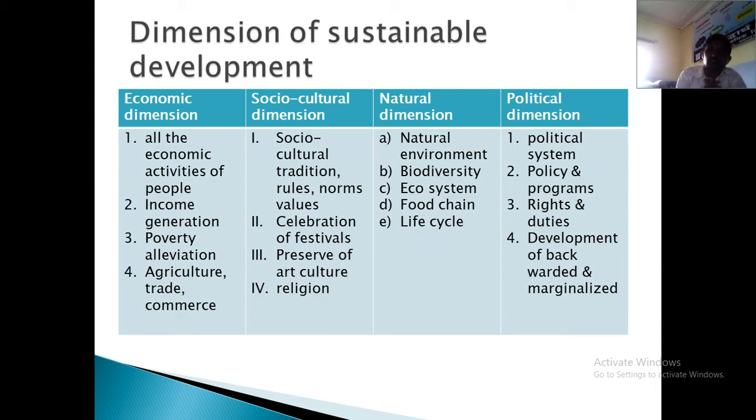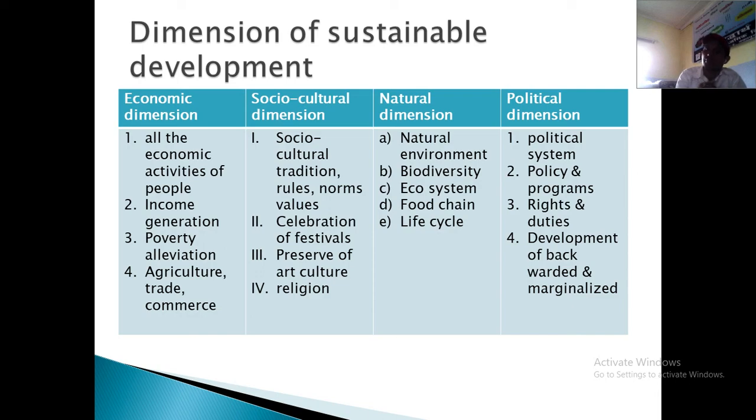Socio-cultural, here comes all our tradition, culture, festivals, all things. While conserving and celebrating such rituals, norms, values and festivals, the environment should not be hampered. Natural dimension means our activities should not hamper the natural environment, such as biodiversity, ecosystem, food chain, and life cycle. These things should not be disturbed by human activities.